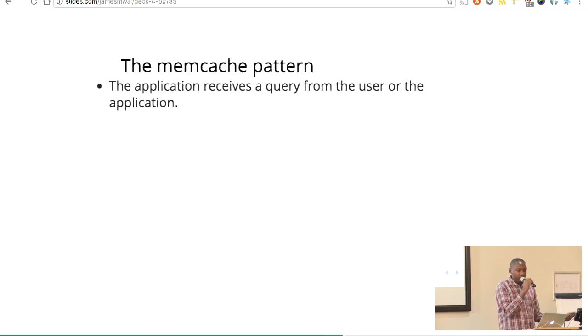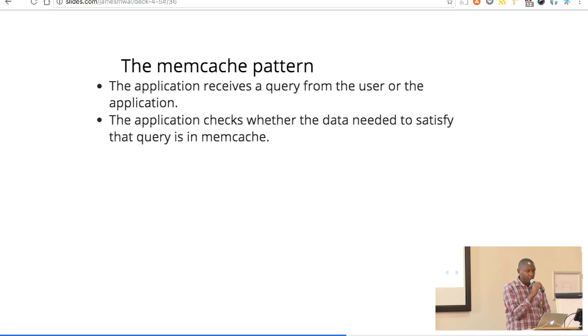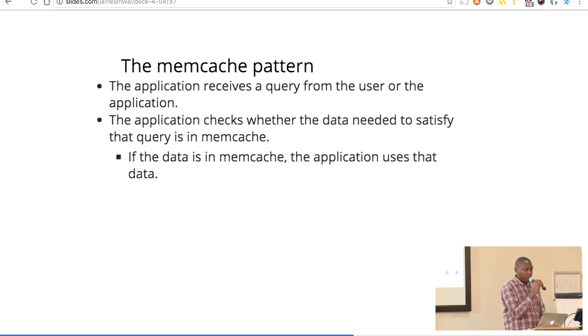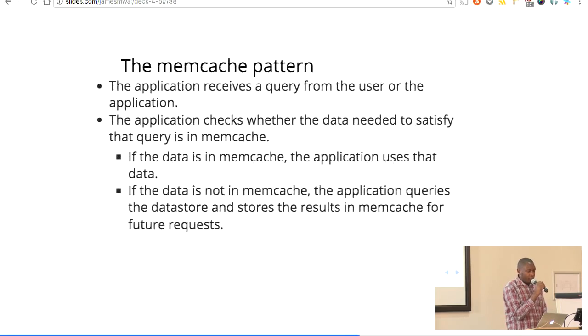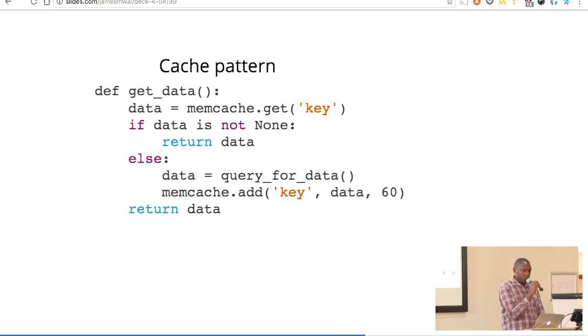So generally, the cache pattern, as we all know, is the first thing that happens is an application will receive a query from a user. And then the application is going to check whether that data is available, or does it need to query that data from the database? If the data is in the Memcache, you return that data to the user without having to hit the DB. If the data is not in the Memcache, you obviously have to query it from the database, store it, and then you return to the user, and then you store the results in the Memcache for future requests. So that is basically the cache pattern.